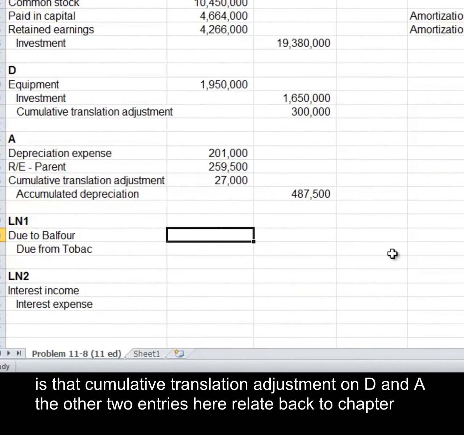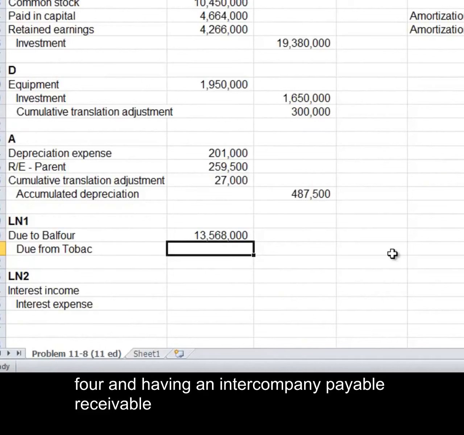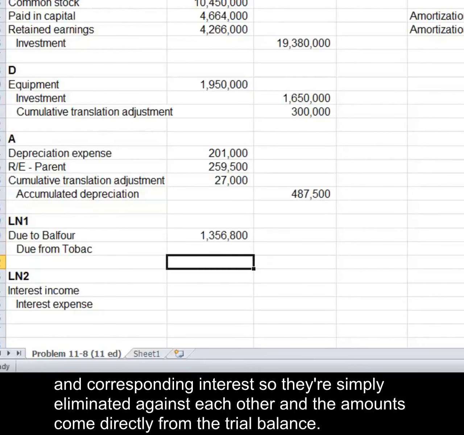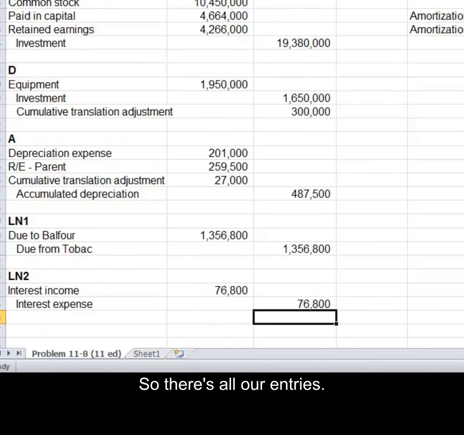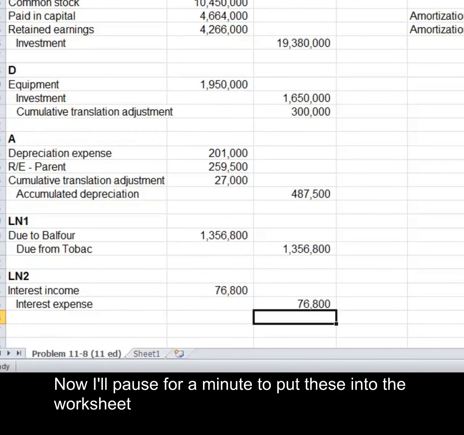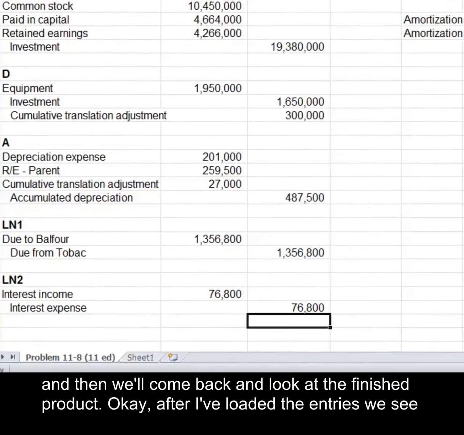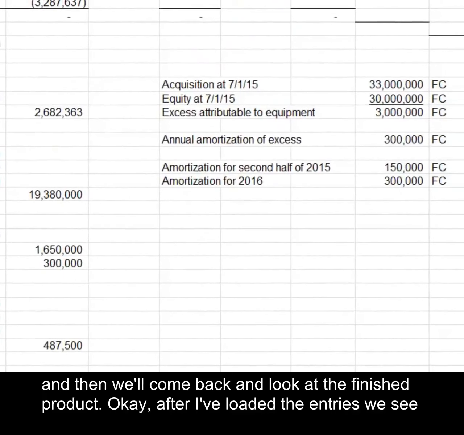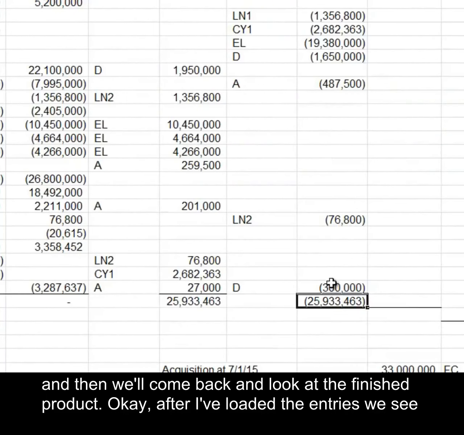The other two entries here relate back to Chapter 4 and having an intercompany payable receivable and corresponding interest. So they're simply eliminated against each other, and the amounts come directly from the trial balance. So there's all our entries. Now I'll pause for a minute to put these into the worksheet, and then we'll come back and look at the finished product. Okay, after I've loaded the entries, we see that they balance.